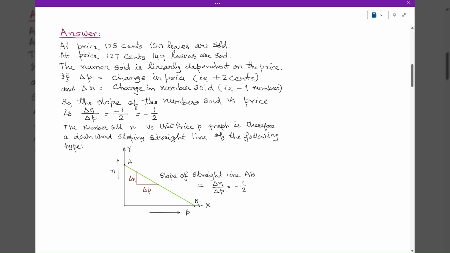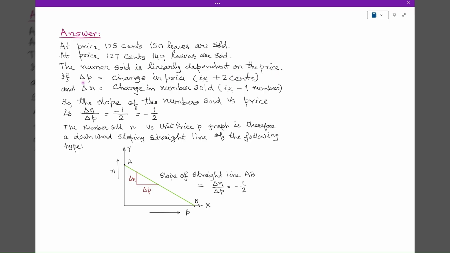We can find the answer as follows. At price 125 cents, 150 loaves are sold. At price 127 cents, that is 2 cents more, 149 loaves are sold, that is, one less loaf is sold. The number sold is linearly dependent on the price.